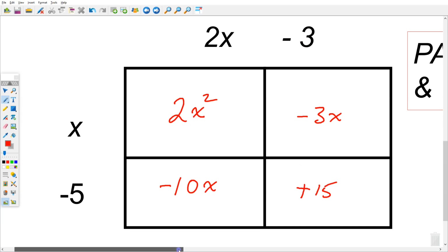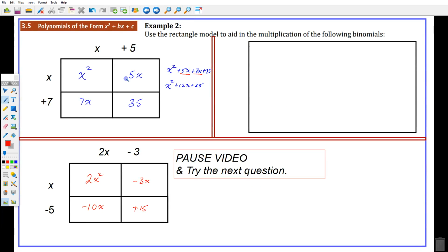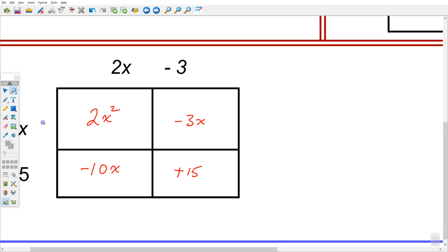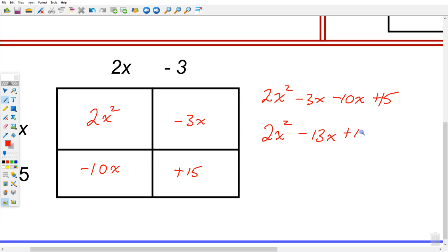And just like before, we're going to write these out off to the side and combine any like terms. So we have 2x squared minus 3x minus 10x and plus 15. Once again, those two middle terms both have an x on them. They are like terms, so we can combine them. So negative 3x and negative 10x combine to give us minus 13x, and then plus 15, and that is your product, which ends up being a trinomial.